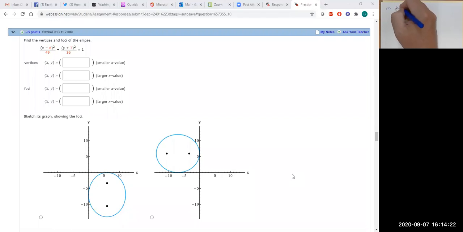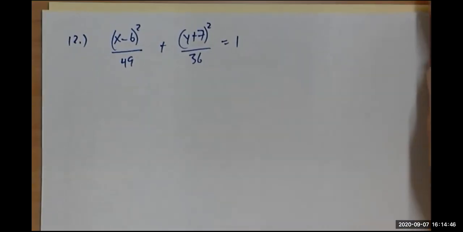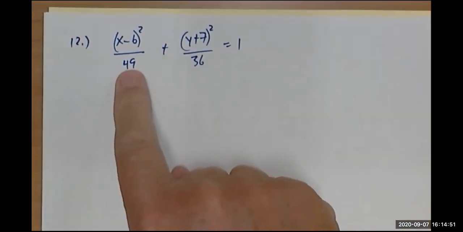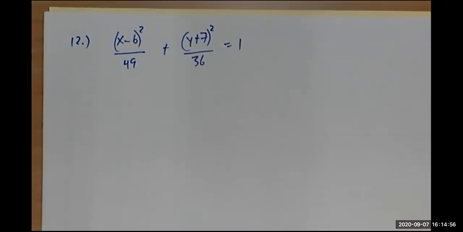(x minus 6) squared over 49 plus (y plus 7) squared over 36 equals 1. First thing, is this equation in the standard form? So I got a 1 here. I got my denominators, nothing in front of the parentheses. Yes, it's in standard form.